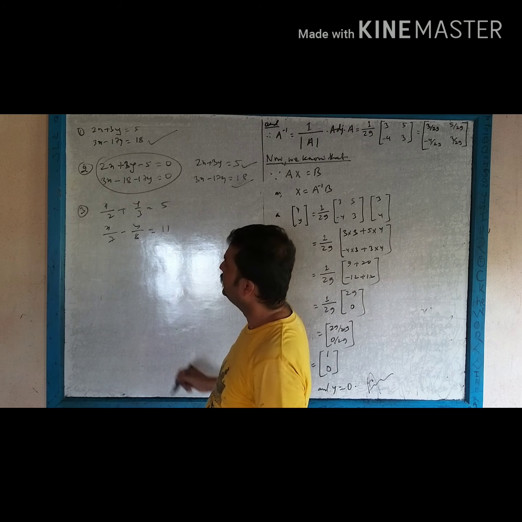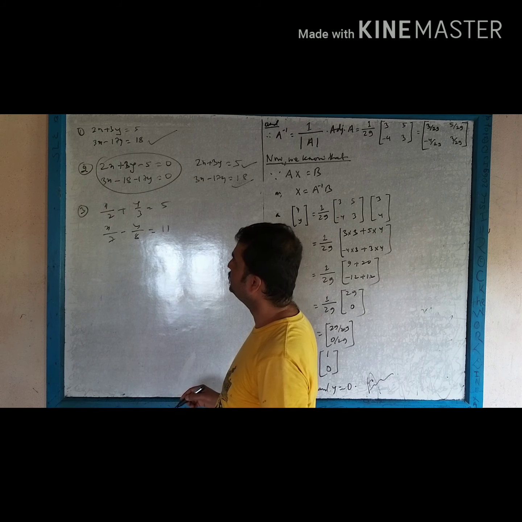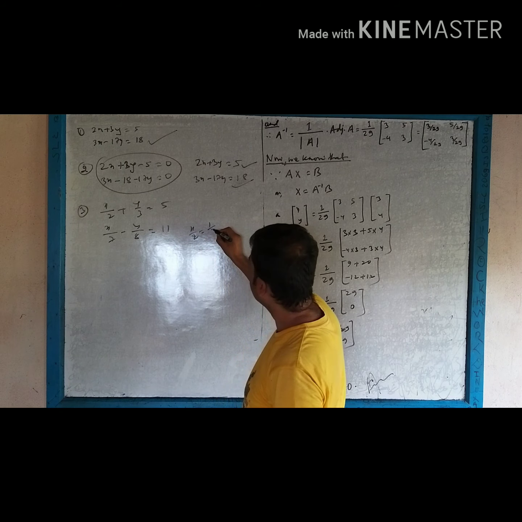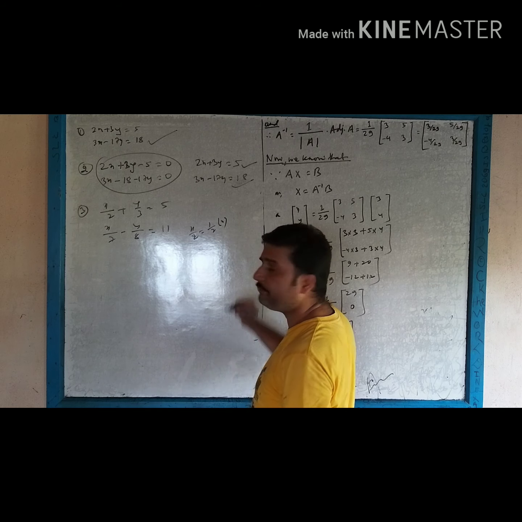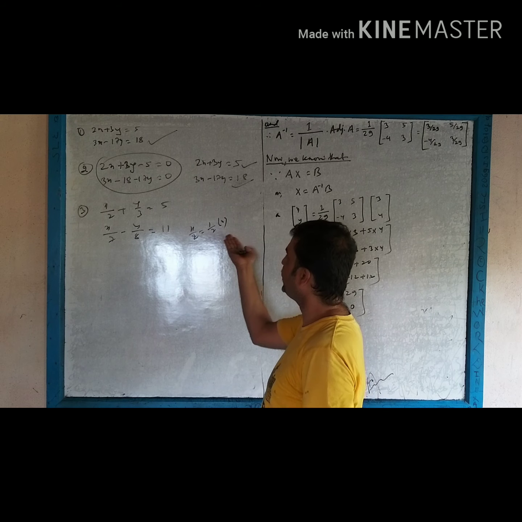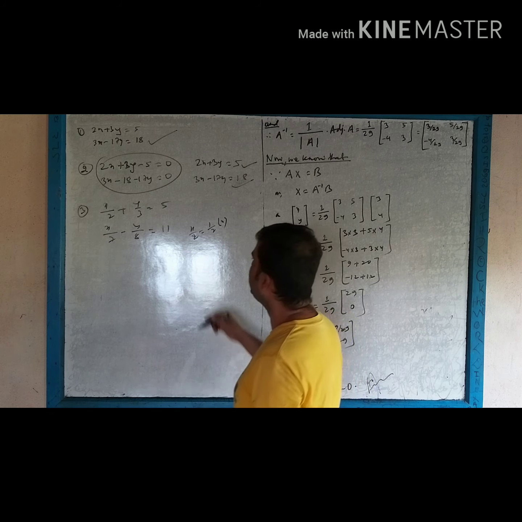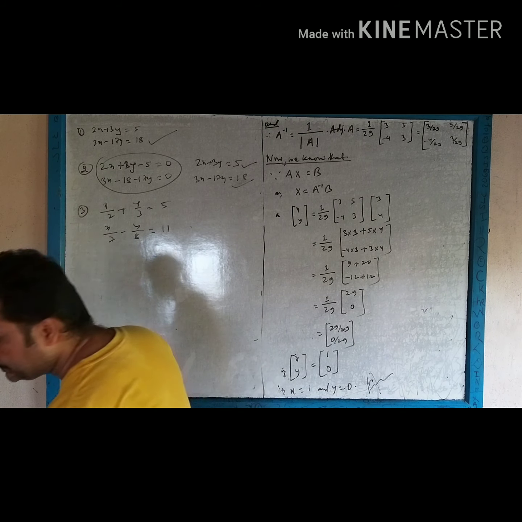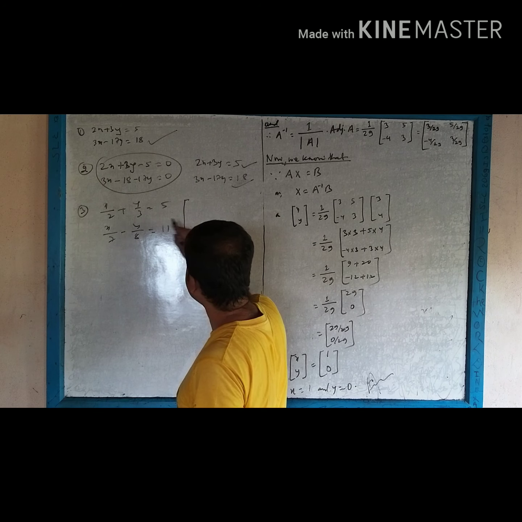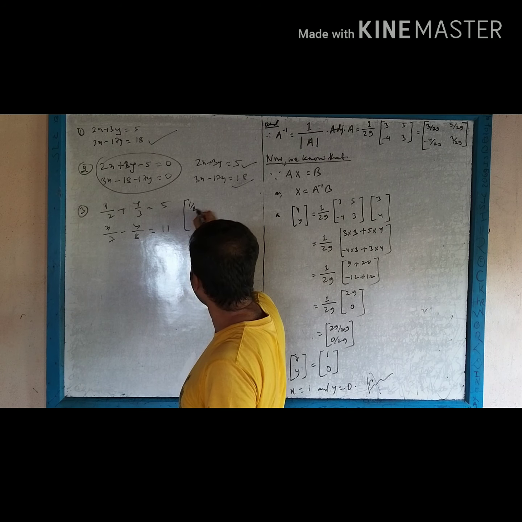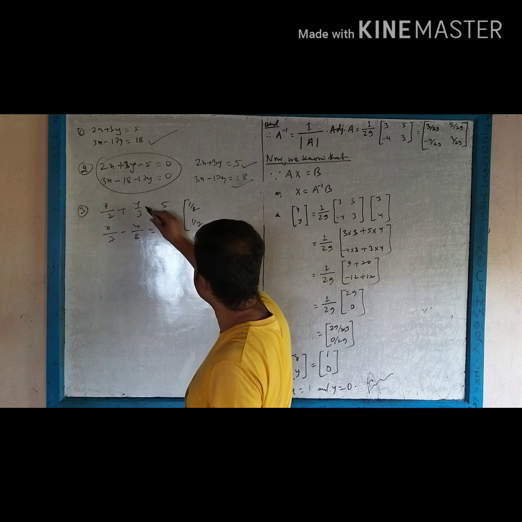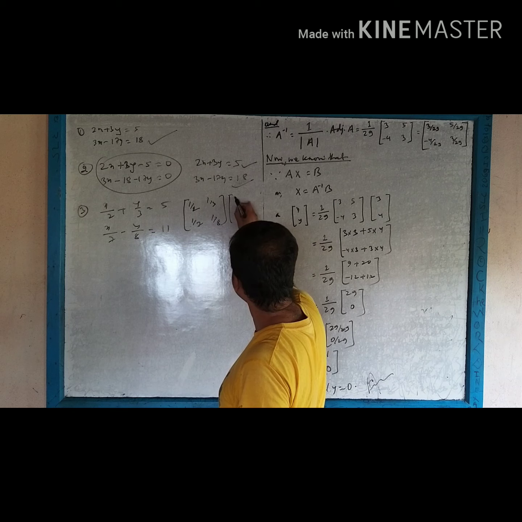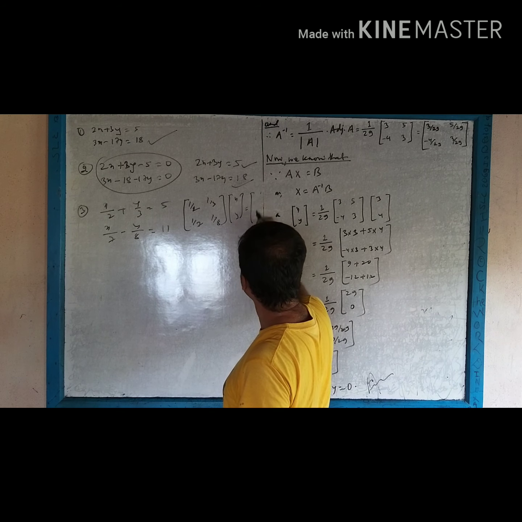If you express this in matrix form, x by 2 means half x, and x by 7 means 1 by 7 x. So when you arrange the coefficients in matrix form, it will become half, this will be 1 by 7, this becomes 1 by 3, this becomes 1 by 8, and this is x, this is y, and this is 5 and 11.